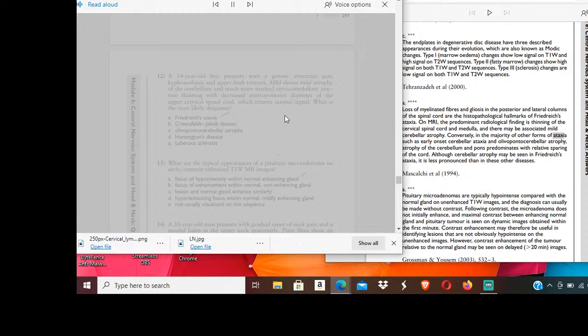12. A 14-year-old boy presents with a grossly abnormal gait, kyphoscoliosis and upper limb tremors. MRI shows mild atrophy of the cerebellum, and much more marked cervicomedullary junction thinning with decreased anteroposterior diameter of the upper cervical spinal cord, which returns normal signal. What is the most likely diagnosis? A. Friedreich's ataxia. B. Creutzfeldt-Jakob disease. C. Olivopontocerebellar atrophy. D. Huntington's disease. E. Tuberous sclerosis.